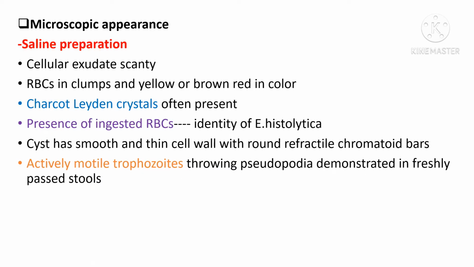Next, we will see the findings in microscopy. For that, first we'll do a saline preparation. In that, we'll get these findings. Cellular exudate will be scanty. Then RBCs are seen in clumps and yellow or brown red in color. Charcoal-laden crystals are often present. Then there will be presence of ingested RBCs, and this confirms the identity of Entamoeba histolytica.